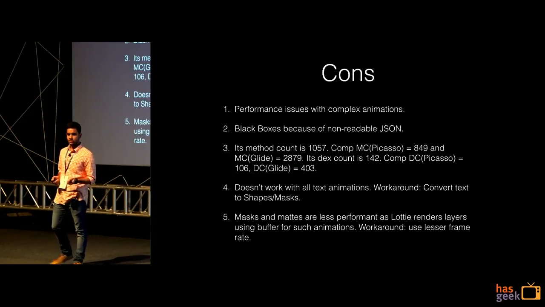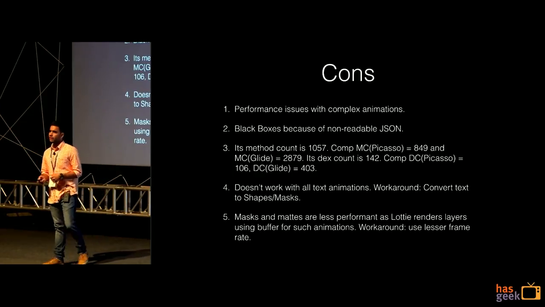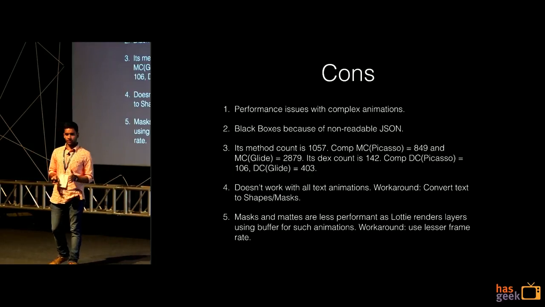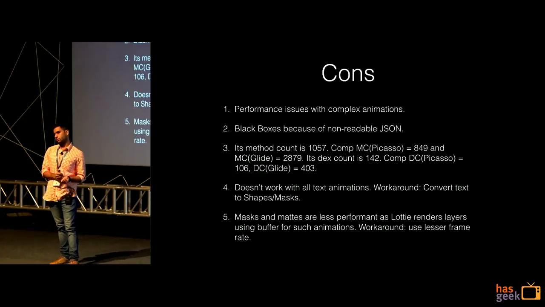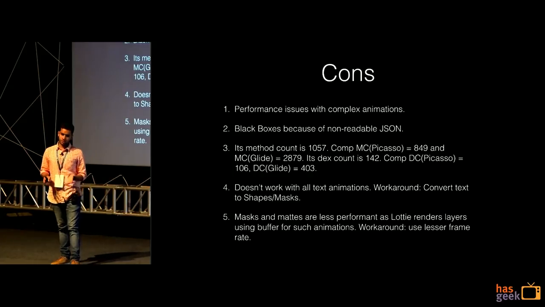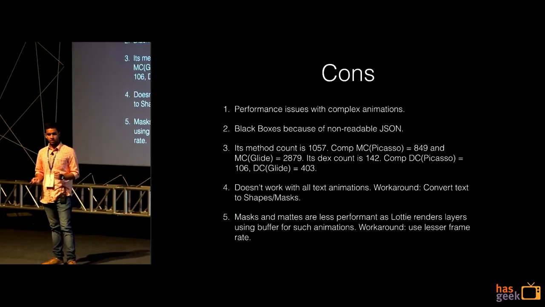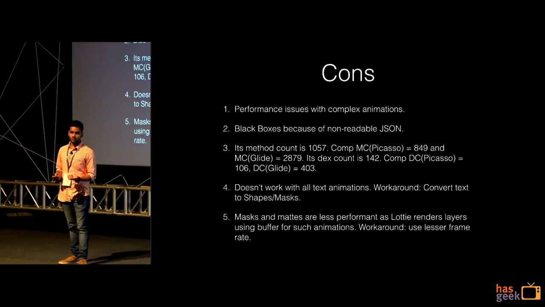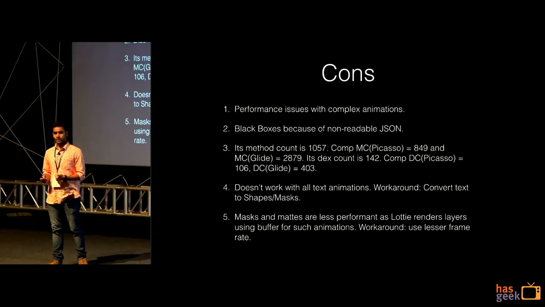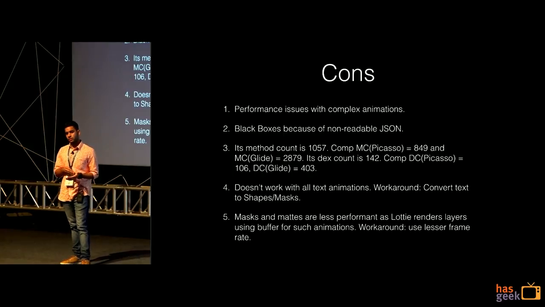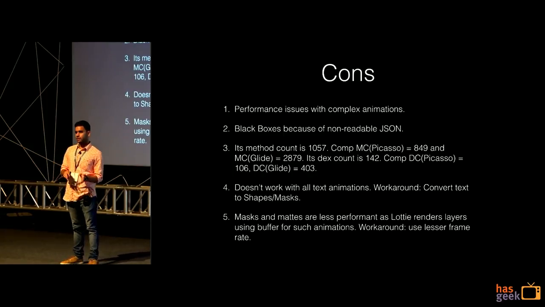There are some black boxes because the JSON file is non-readable, hence non-tunable. And the method count is something we think a lot about while putting a dependency into our project. The method count is fairly okay between Glide and Picasso, and the text count is also in between the two. It doesn't work well with all the text animations. There's a workaround for it: we have to convert the text to shapes.